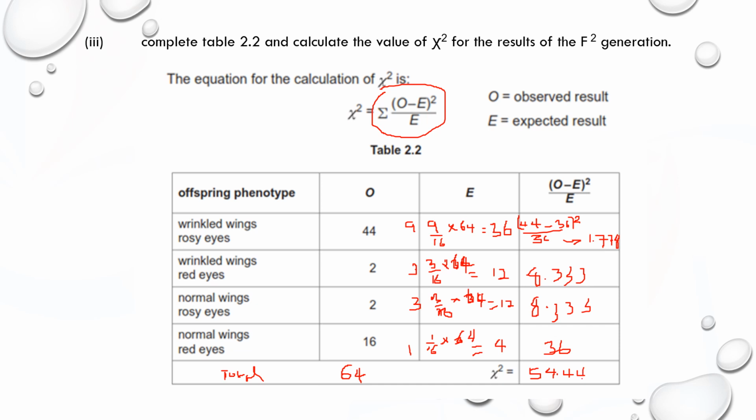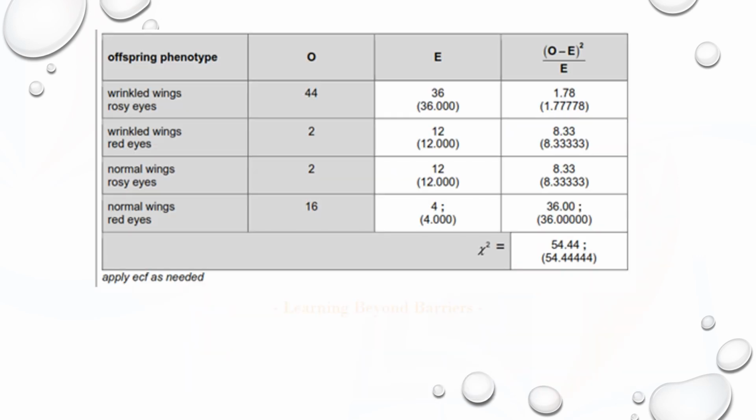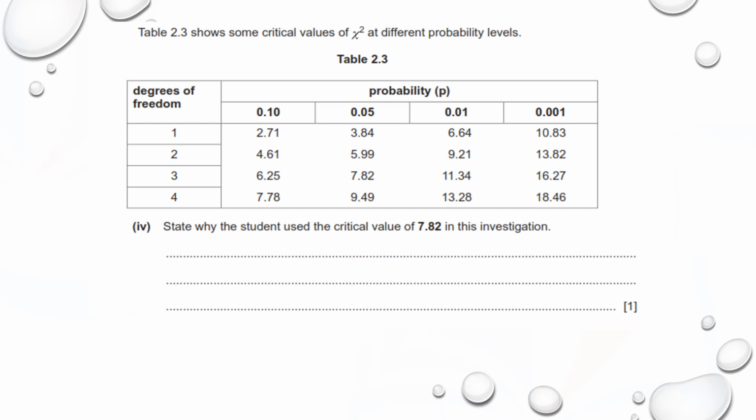0.444. This is chi-square calculated: 54.444. So there it is. Look at the answer here. We got it. So if you have questions, let us know. Just follow the calculation. This is just one mark.